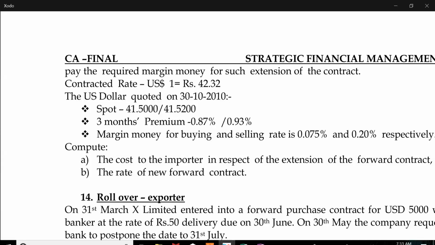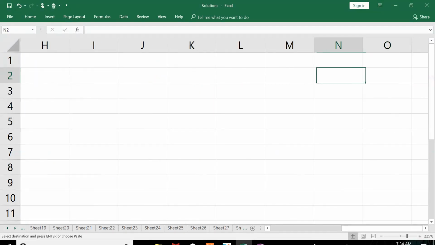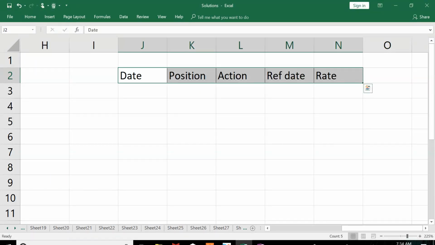So whatever format we have, in that all this will come. Your cancellation loss will come, new rate will come, effective rate will come, your effective loss will come. So everything will come there. So let's put it in that format and then finally write these two things. So date, position, action, reference date and rate.